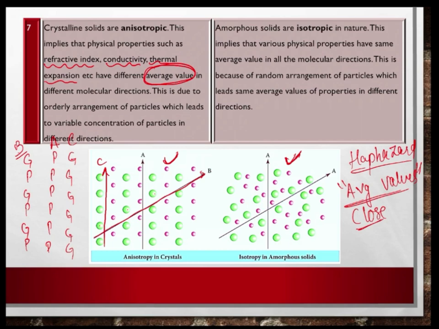So please understand this, that why crystalline solids are anisotropic in nature, because when we move in different directions, the concentration of the particles is different. I explained you. In one direction we are having green, pink, green, pink. In one direction pink, pink, pink. In one direction green, green, green. Whereas in case of amorphous, it's already so haphazard that the average values fall very close when we move in different directions. And that is why they are known as isotropic solids, and these are known as anisotropic solids.